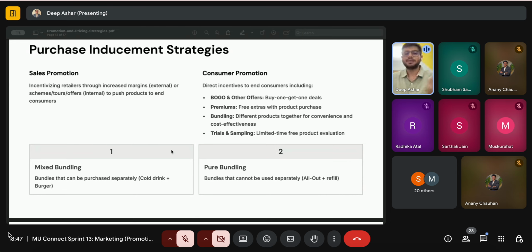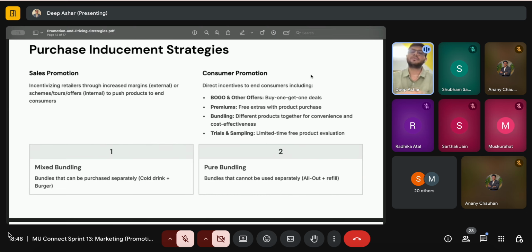The example that sir had given is an All Out and its refill, or a marker and its refill, a pen and its refill. So usually, or even your razors, the bundling offer would be that if you buy an independent razor, say it's 100, and your blade alone costs 50, but if you're buying both a razor and a blade, it's going to be 120 rupees. So this is known as pure bundling.